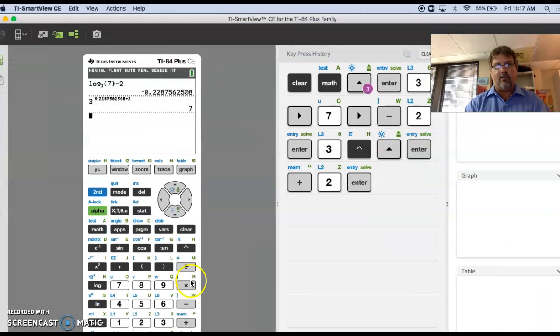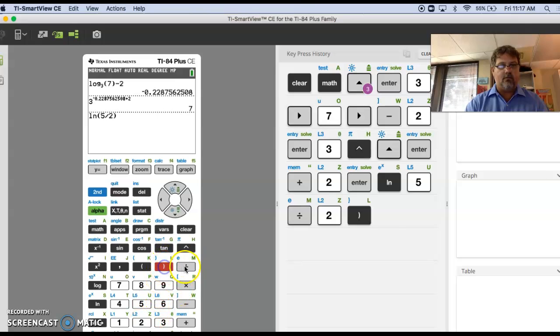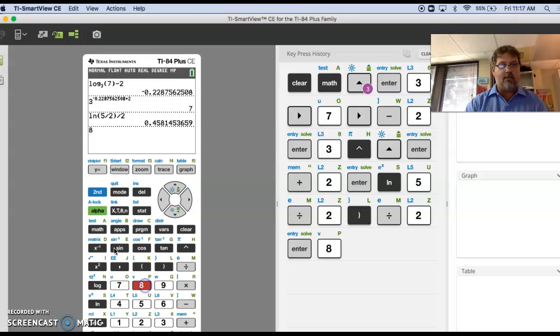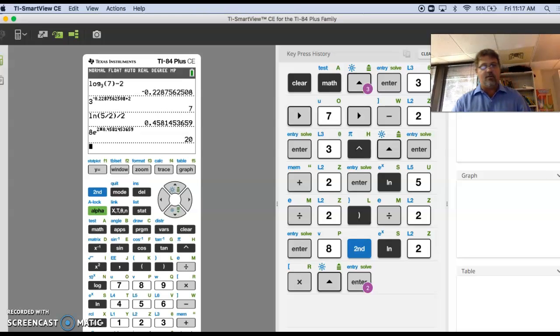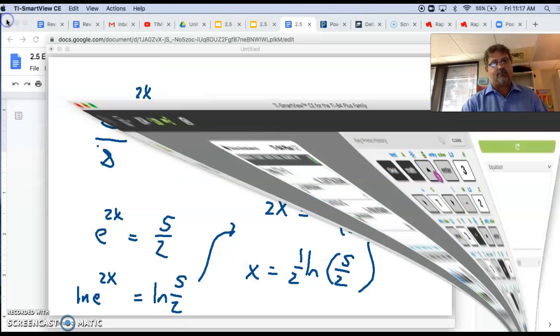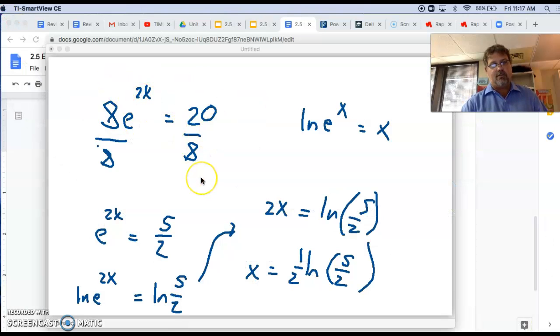If I was going to plug it in the calculator, I would just say natural log of 5/2 divided by 2, and we get, there's our approximation. Is it equal to 8e to the 2 times that stuff, and that is a 20. Back to our original equation, it checks out. Okay, smart to check these, and yeah, it's supposed to be 20.